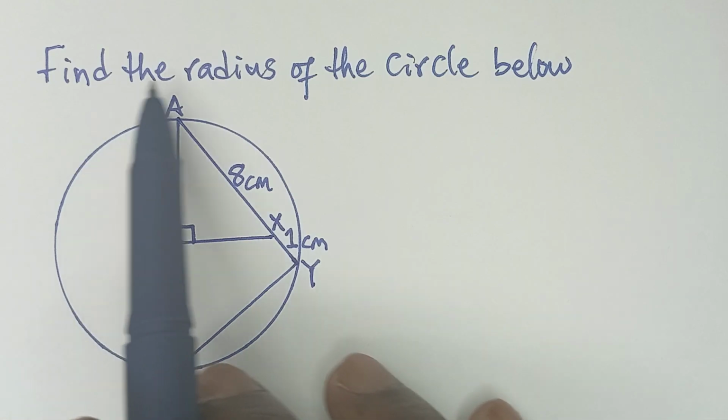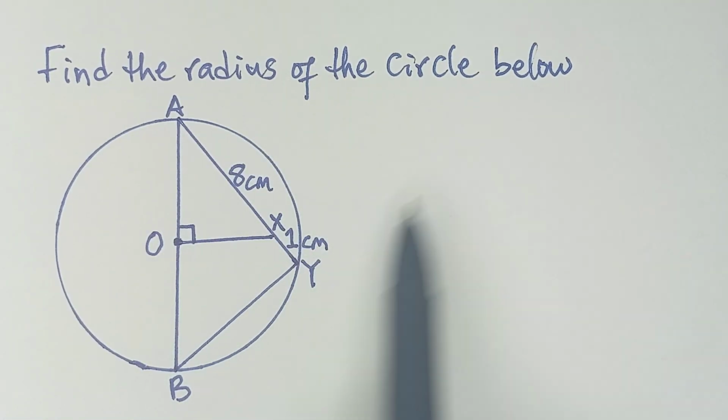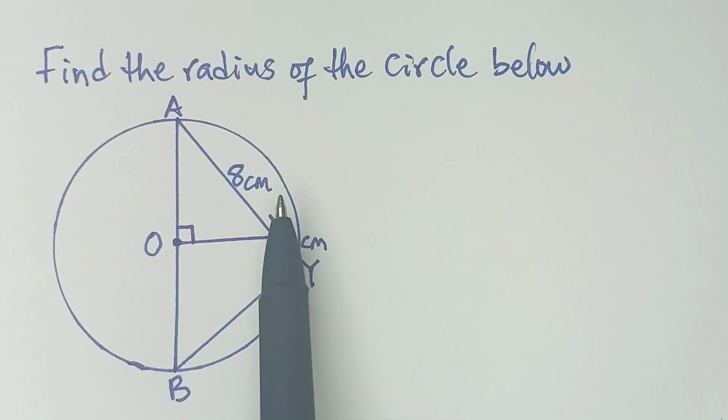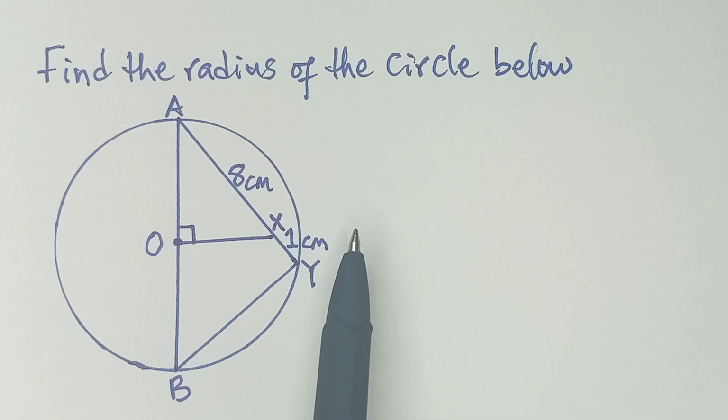The question here says find the radius of the circle below. This question is quite tricky, but we have to be careful of Pythagoras theorem that we have to apply here.